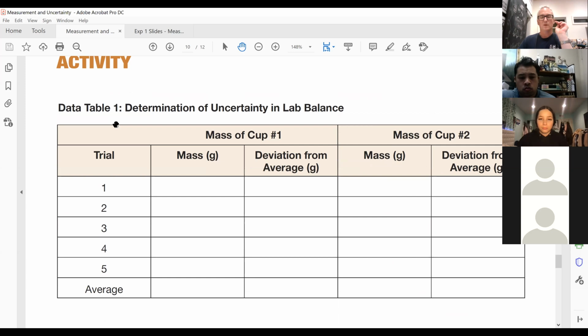Okay. So I put the cup on the scale 5 times. Right. And so your deviation should be really, really small.